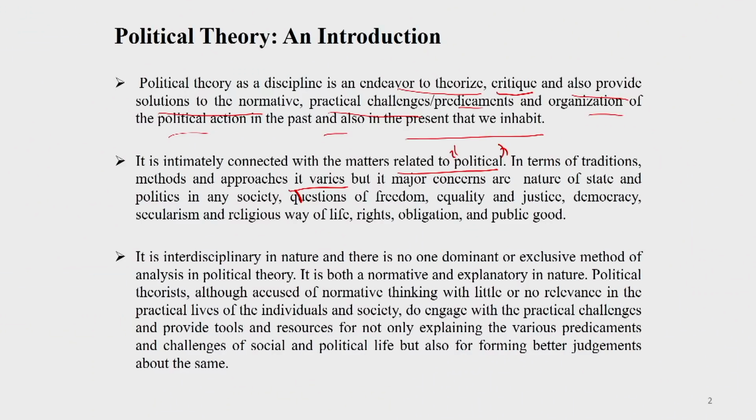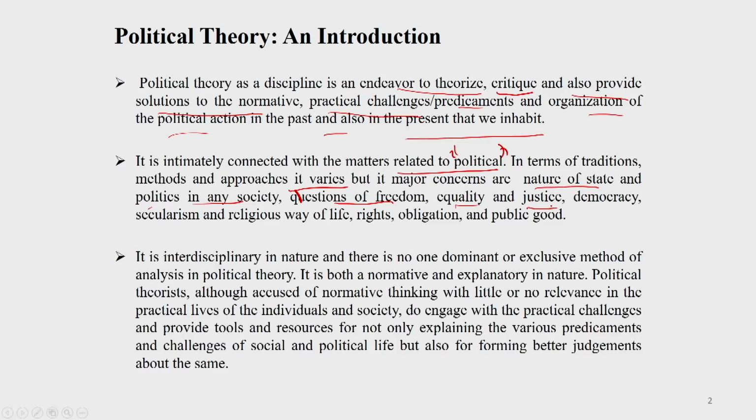Now, when political theory engages with this vast sphere of individual and collective life, it necessarily requires, and it is the characteristic of political theory, that in terms of its tradition, method and approaches, it varies, but its major concerns are some of the following, like the nature of a state and politics in any society. So, it deals with the question of a state, its nature, whether it is a secular state or a theocratic state, a modern state, what are its features, whether it is a democratic state and so on and so forth. Then the question of freedom, equality and justice.